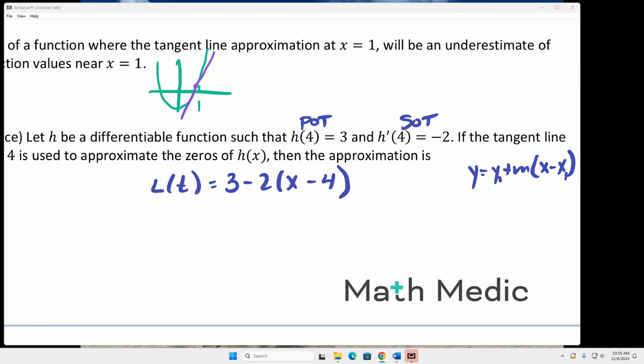Okay, so we don't want to use it to make an approximation about like 3.9 or 4.1. We want to use it to find a zero. So what do you guys think we need to do? Yes. I'm going to go ahead and distribute that negative 2 if that's all right with y'all.